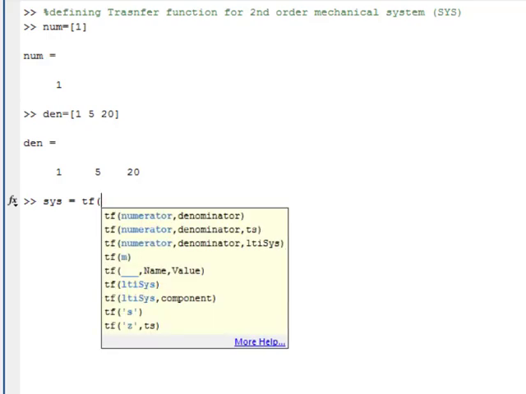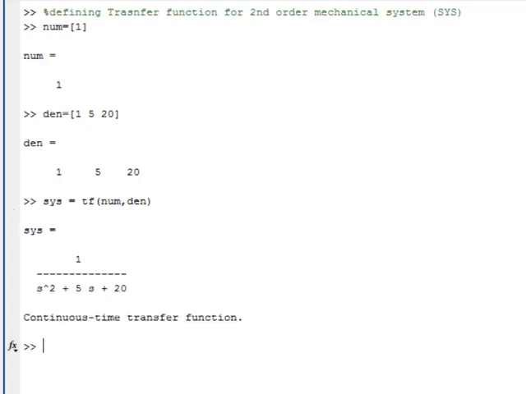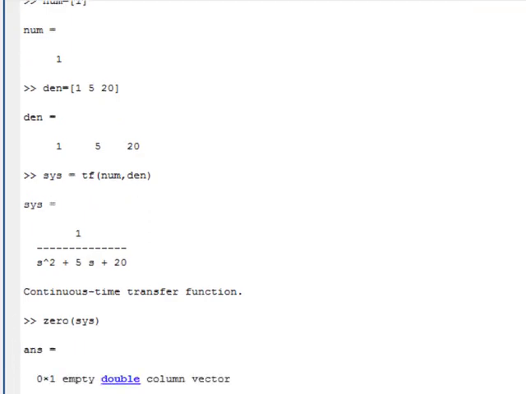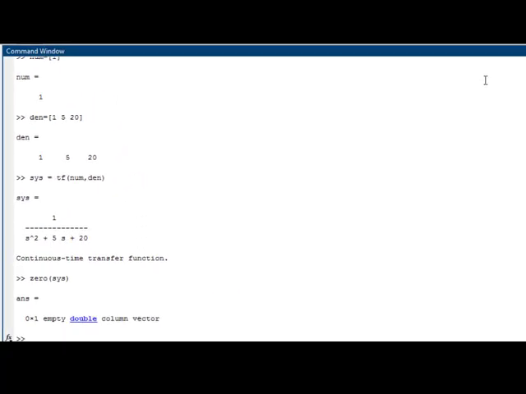Write a transfer function between numerator and denominator. So we will get the transfer function 1 upon s square plus 5s plus 20. So this is a continuous time transfer function. Here we will just find the zeros of this transfer function. So to find zeros, we get zeros of the system. It shows an empty column vector, so it does not have any zeros.